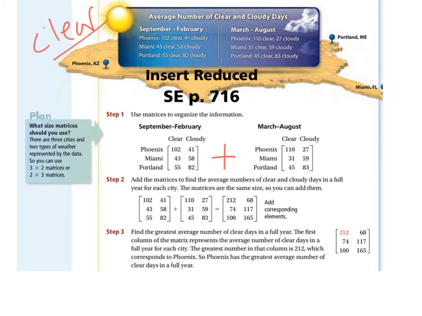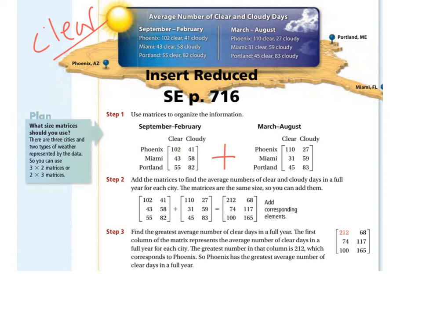Alrighty, so then we just go through and add them up. So we can say Phoenix, clear plus clear, goes here. Miami, clear plus clear, goes here. Portland, clear plus clear, goes here. And then go back. Phoenix, cloudy plus cloudy, goes here. Miami, cloudy plus cloudy. And Portland, cloudy plus cloudy. And there's your final matrix. And you can see there the work I did for it, or they did for it.